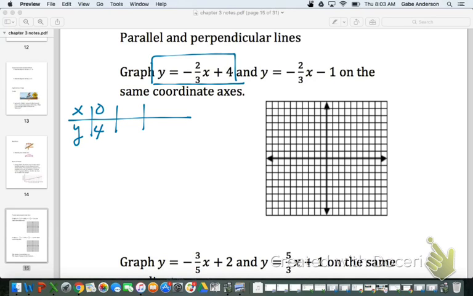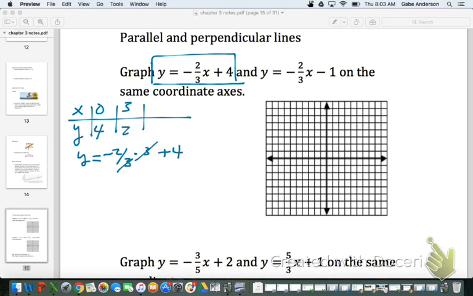So 0, 4. And then, 1 would be a perfectly good number for x to plug in. But what would be maybe an even easier number? 3. What's so smart about 3? That it goes away. Won't it cancel out the fraction? I think 3 is a really smart number. So if I plug in a 3, I get y equals -2/3 times 3 plus 4. So wouldn't the 3 and the 3 cancel out? -2 plus 4. I'm coming up with 2. Isn't that handy? I think that's a really smart way to go.